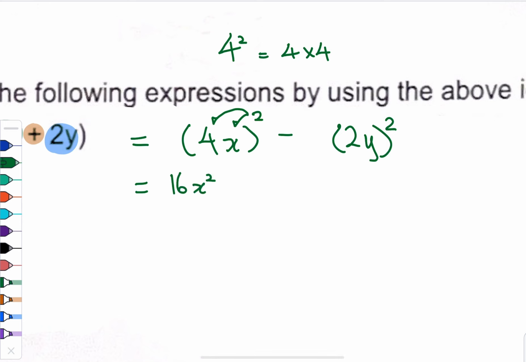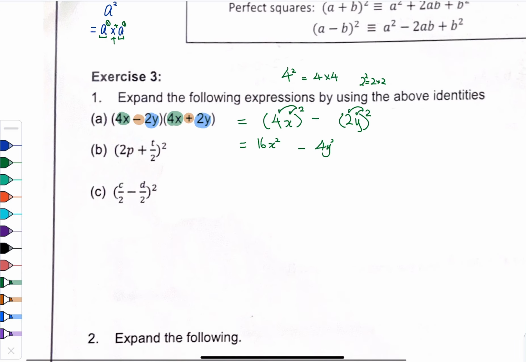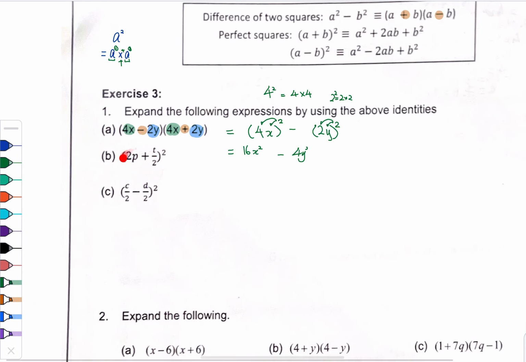Yes. And then this 2 is also given here. So 2 square means 2 times 2, which is 4y square. Now, can we do anything further with it? No, because one is having x square and the other one is having y square. They are not the same. Okay, good. How about the second one?